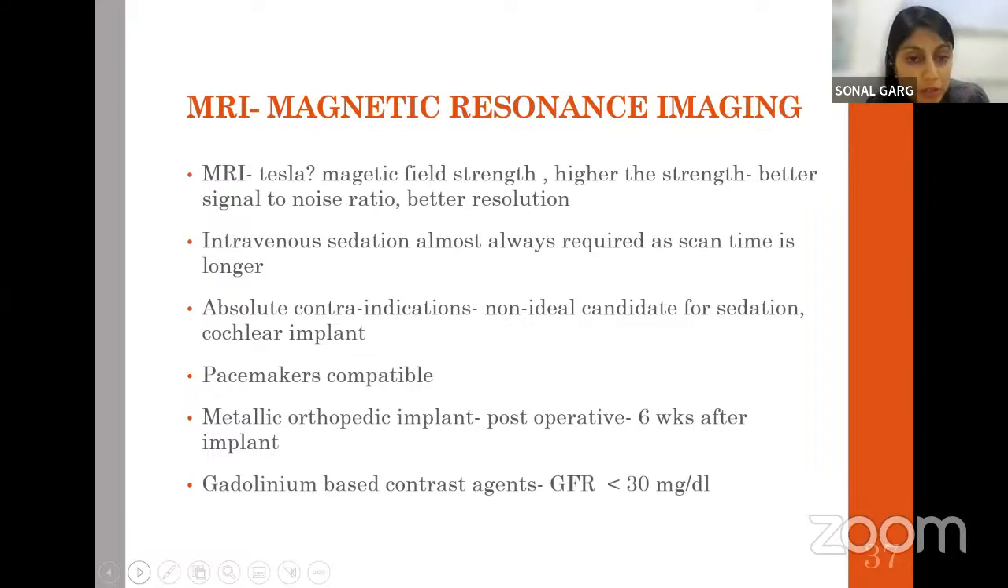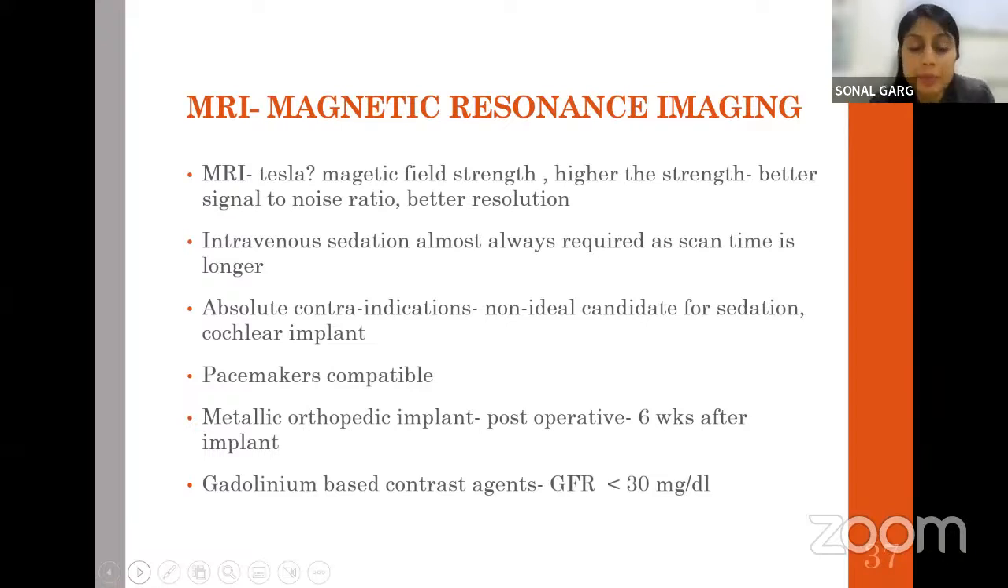So for pediatric patients, undergoing scans on a 3 Tesla is always very nice because there's very good resolution of the small parts. Intravenous sedation is almost always required in children under 4 or 5 years as the scan time is longer. We as adults find it difficult to stay still in an MRI machine, so for children, it becomes extremely difficult. So we need a good anesthetist setup to keep them sedated for that long without any adverse complications.